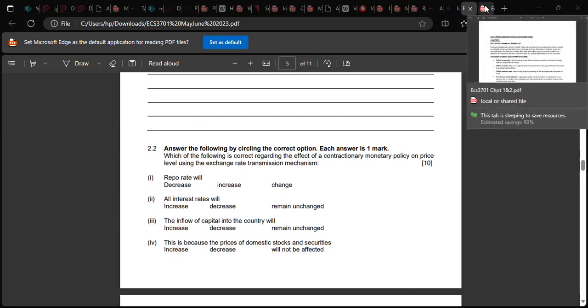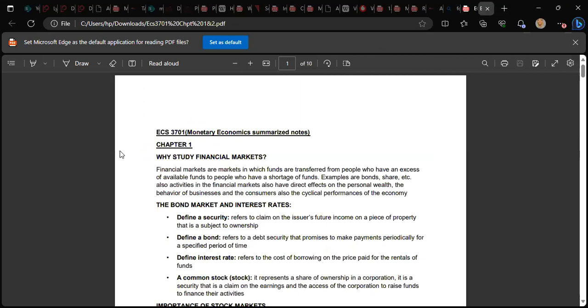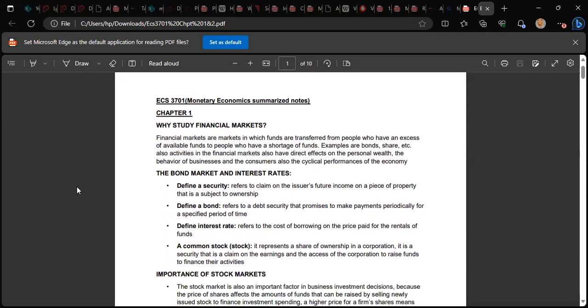All right, so on today's work, we are looking at chapter 1, our starting point. We are going to be dealing with the financial markets. On the prescribed textbook, this is going to be on your chapter 1 again. These are summaries based on the prescribed textbook.